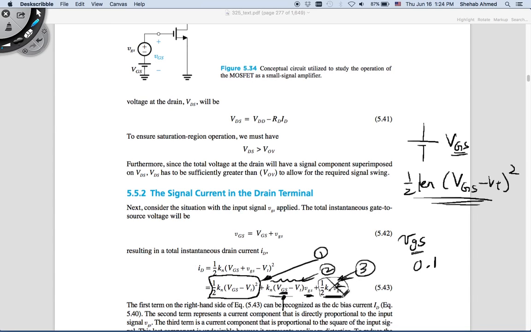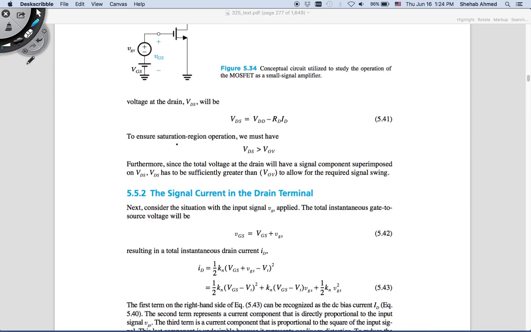So this third term is what's going to limit the magnitude of my input signal that I can push into the amplifier or amplify.